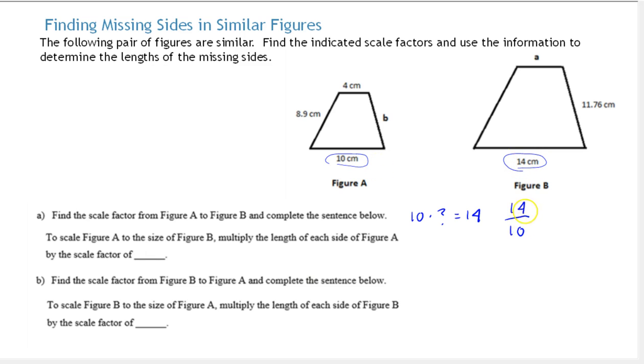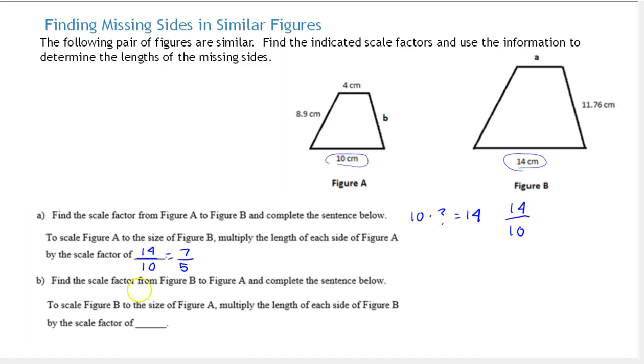Okay. And notice that 14 over 10 is larger than 1. Figure B is larger, so we'd expect the scale factor to be greater than 1. So all of that is corresponding and makes sense. Okay? So the scale factor, to scale figure A to the size of figure B, we'd multiply the length of each side of figure A by the scale factor of 14/10. And if we simplify this, dividing by 2, we have 7/5. Okay? So figure B is 7/5 as large as figure A.